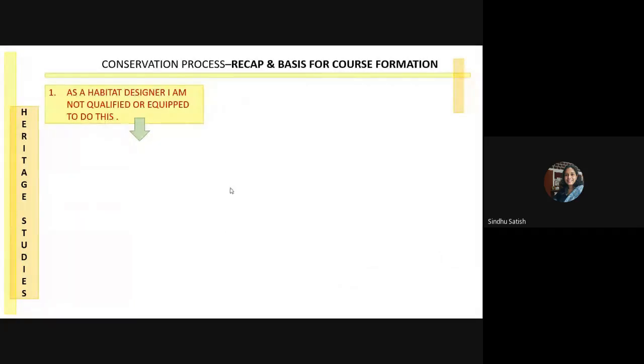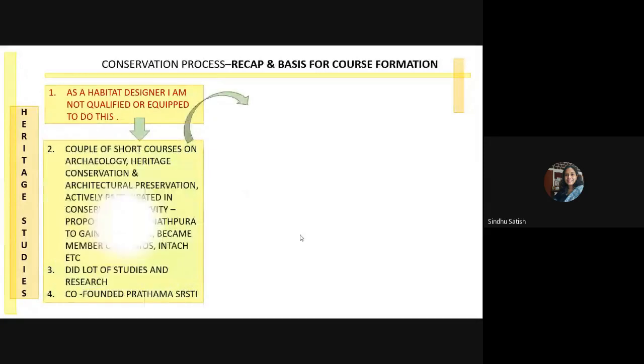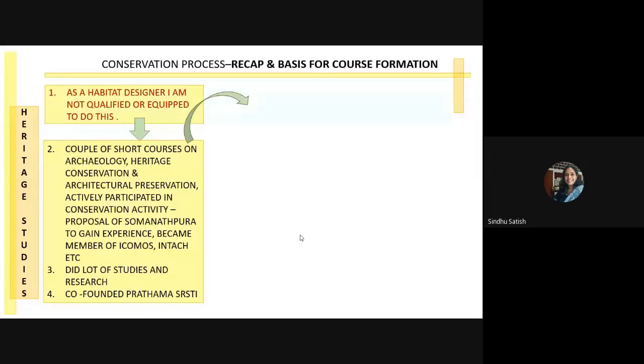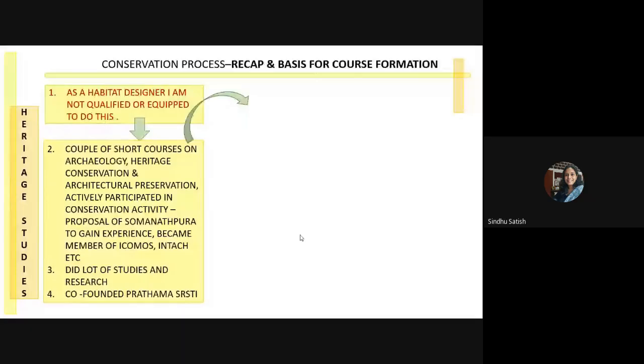The next thing I did was a lot of short courses on archaeology. I did courses on architectural preservation and conservation, and distinct courses, of course. And I also worked, as an outsider, not as a member of the team, but as an outsider. I joined hands with some of the conservation architects who were working on the Somnathpur project.